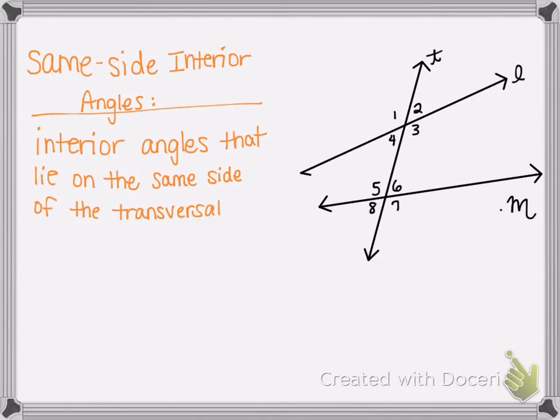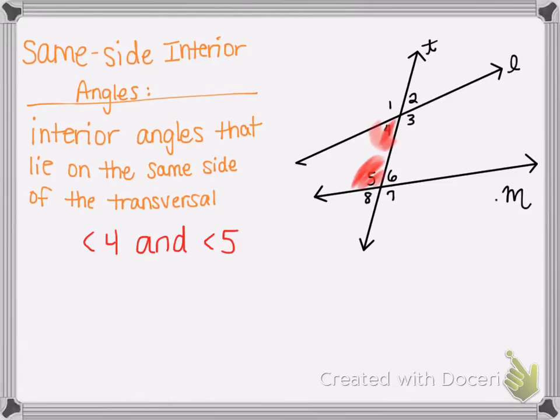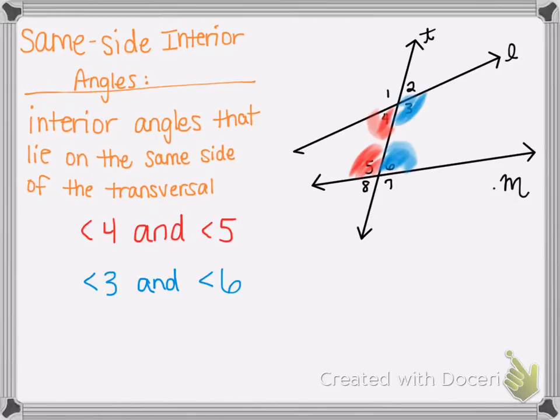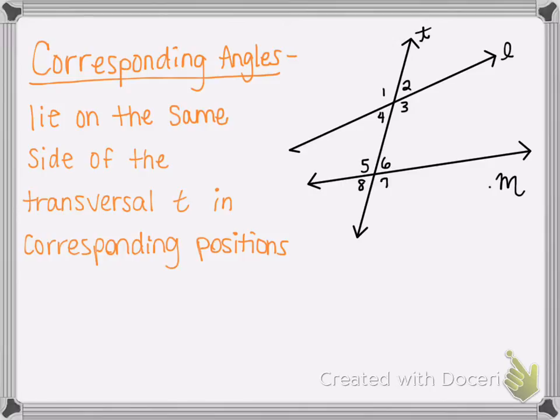The second one is same side interior angles. Now, I don't think the name of this could be any easier to remember, okay? Same side, angles are on the same side of the transversal, interior angles. They're on the inside. So the first pair we have are 4 and 5, and then the second pair is 3 and 6.